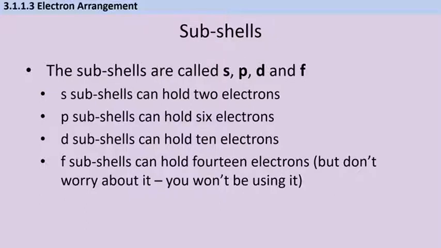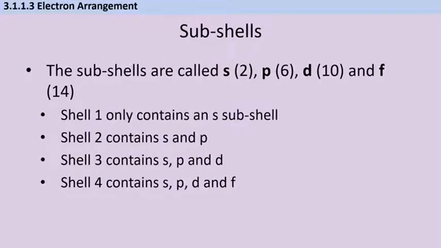Those sound like random numbers, but if you think of them, they're all double and odd numbers. So your odd numbers are 1, 3, 5, 7, and then your number of electrons in each subshell are double that. Shell 1 only contains an S subshell, so it only has room for 2 electrons. And then with each new shell, we're adding a new subshell. So shell 2 has the S subshell, but it also has the P subshell. And then shell 3 has S and P and D, and shell 4 has S, P, D and F.